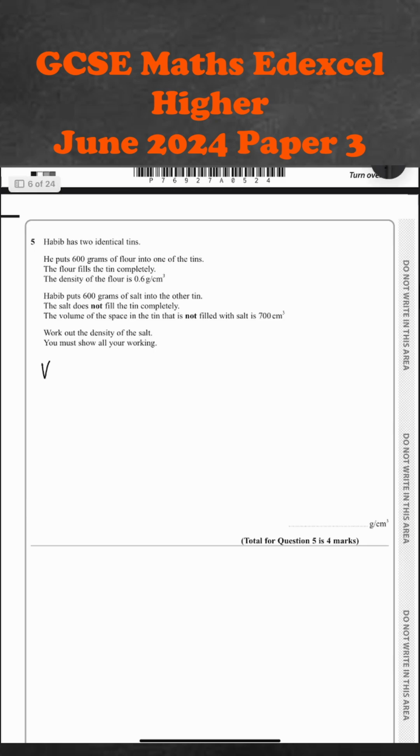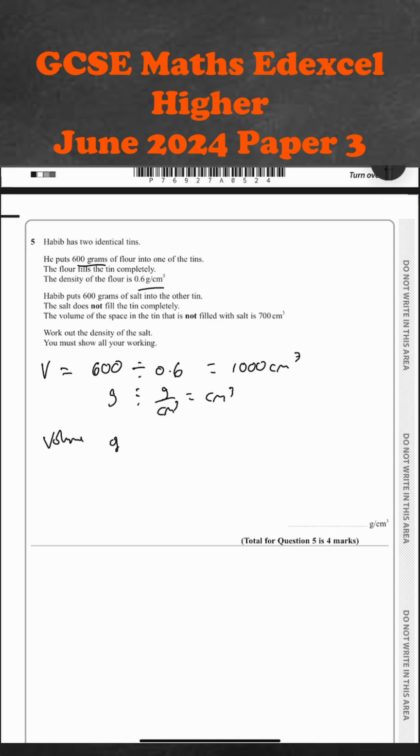So first, I'm going to say the volume of the tin is going to be the grams that you've put in divided by your density. There's actually a clue here for the units. You're doing grams divided by grams per centimetre cubed, and that will give you centimetres cubed, which is what we want for the volume. So 600 divided by 0.6 on my calculator is just 1,000 centimetres cubed. They're identical tins, so we know that's the volume of the other tin. Volume of salt, therefore, is going to be 1,000 minus the 700, which is 300 centimetres cubed.